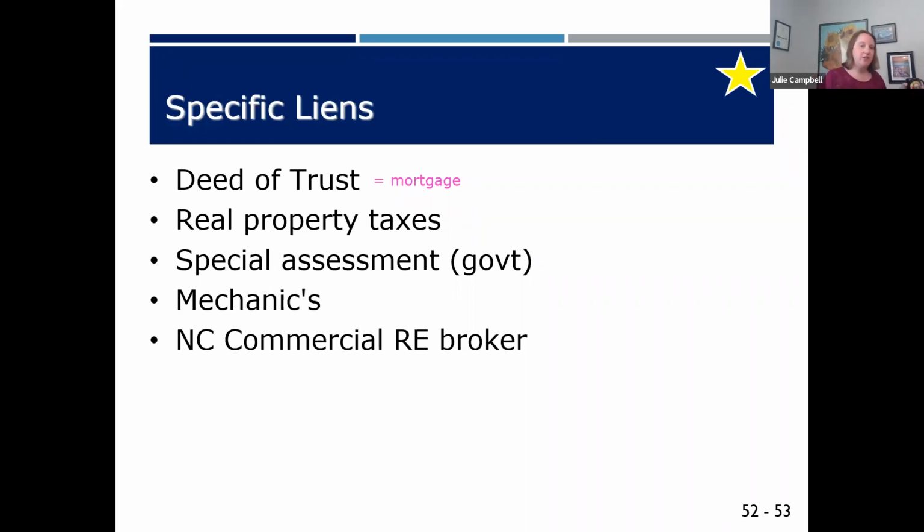Particularly with specific liens, we're talking about government special assessments. Now, when we get to Unit 6, we're going to talk about HOA special assessments. We talked about that earlier with the condo, like if you're going to put on a new roof or repave the parking lot. So what we're referring to here is government special assessments.